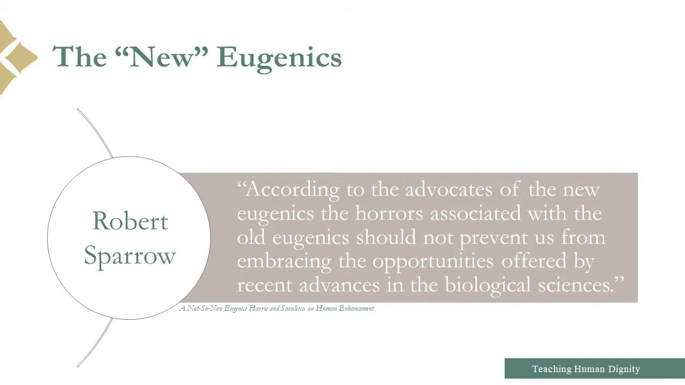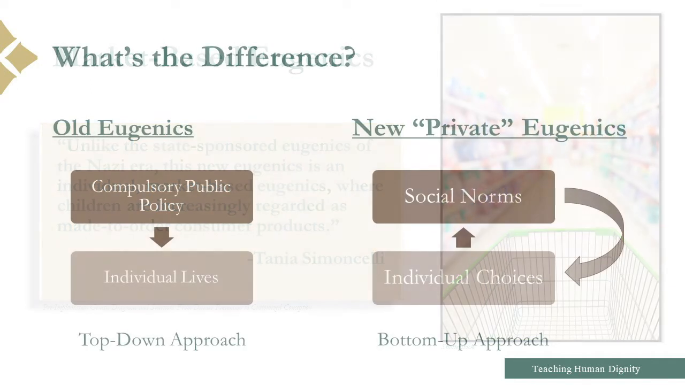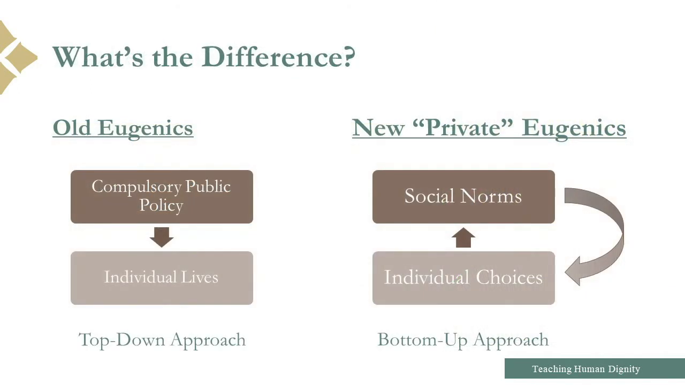This new eugenics has also been called private eugenics by Judge Mannion. Others have pointed out that this eugenics is very much part of our individualistic, capitalistic society. It's been called market-based eugenics, right? Children are increasingly regarded as made-to-order consumer products. And so whatever you want to call it, new eugenics, private eugenics, market-based eugenics, backdoor eugenics, the basic idea is that this is a kind of bottom-up eugenics, the aggregate of many individual decisions, rather than top-down eugenics, which is sort of the result of public policies.